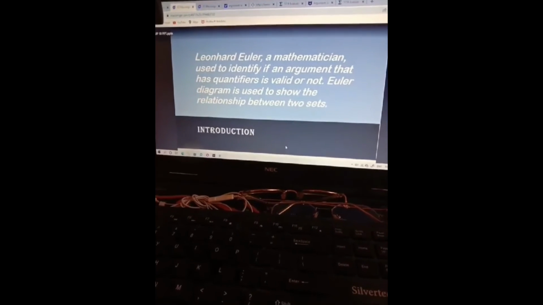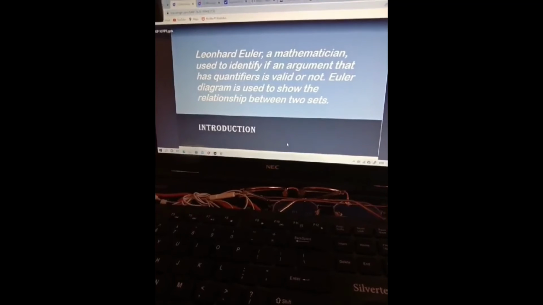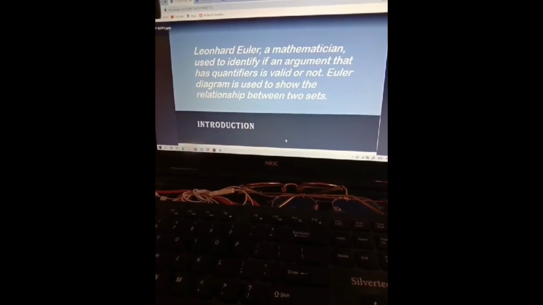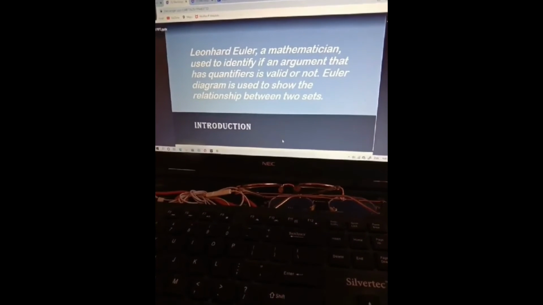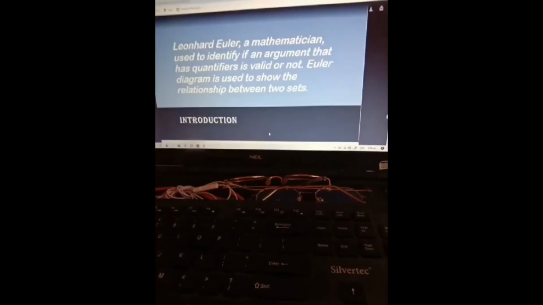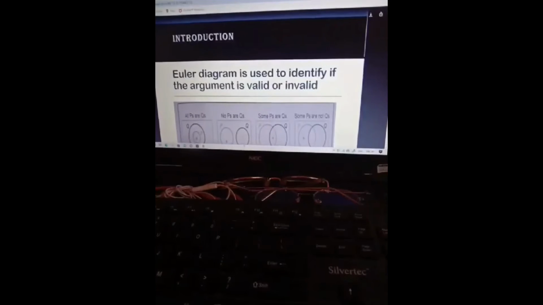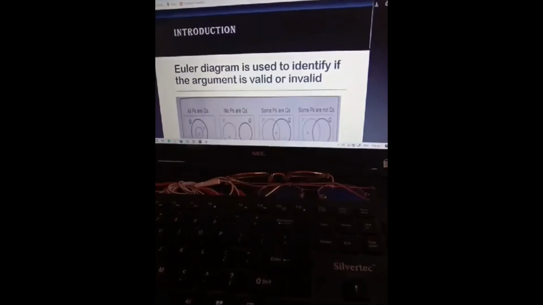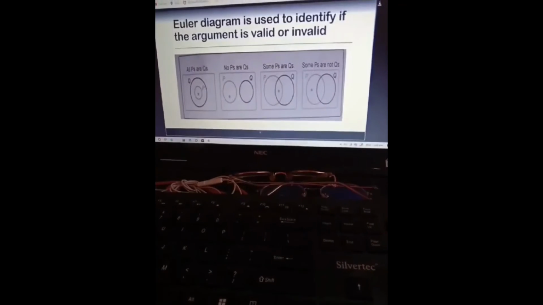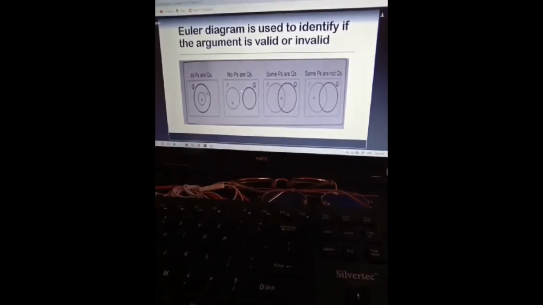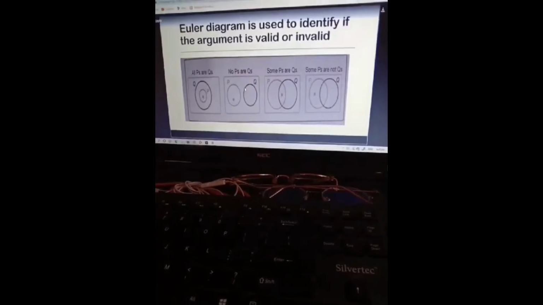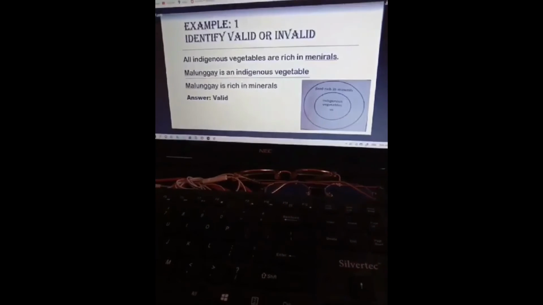Leonhard Euler is a mathematician whose diagrams are used to identify if an argument that has quantifiers is valid or not. Euler diagram is used to show the relationship between two sets. Euler diagram is used to identify if the argument is valid or invalid. All P's are Q's. No P's are Q's. Some P's are Q's. Some P's are not Q's. Example 1.